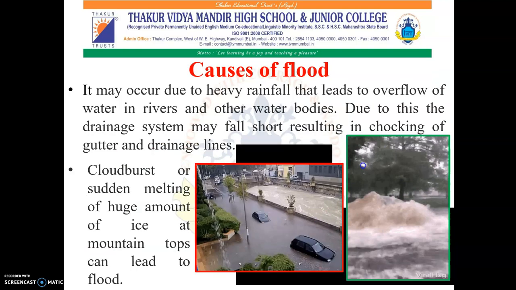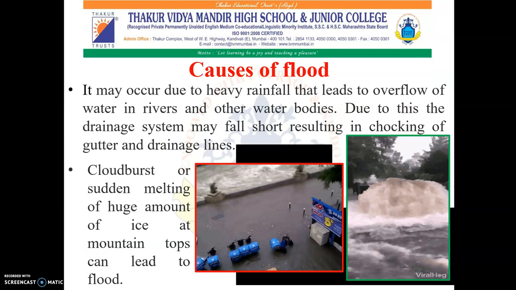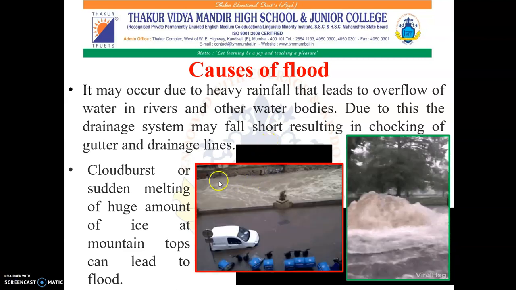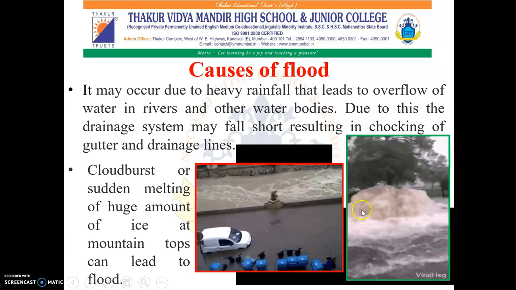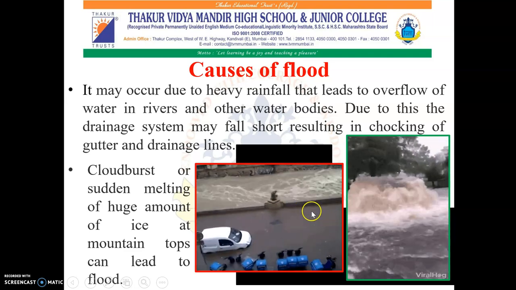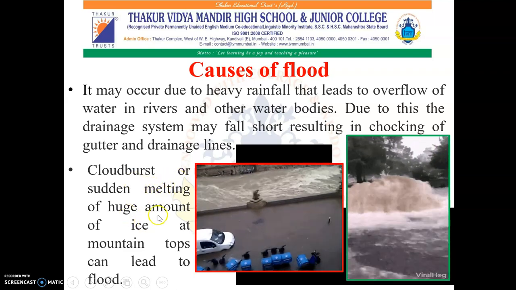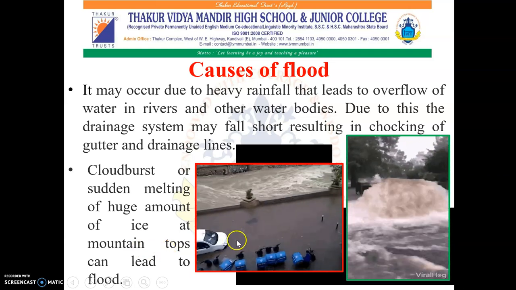Next is floods. A frequently occurring natural disaster in all parts of the world is floods. It may occur due to heavy rainfall that leads to overflow of water in the rivers and other water bodies. Due to this, the drainage system may fall short, resulting in choking of gutter and drainage lines. Water overflows onto the roads and surrounding areas and even enters the nearby houses. These pictures show heavily waterlogged areas because of the flood. Cloudburst or sudden melting of huge amount of ice at the mountain tops can also lead to flood.